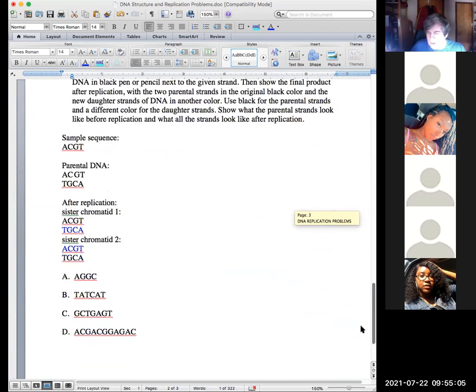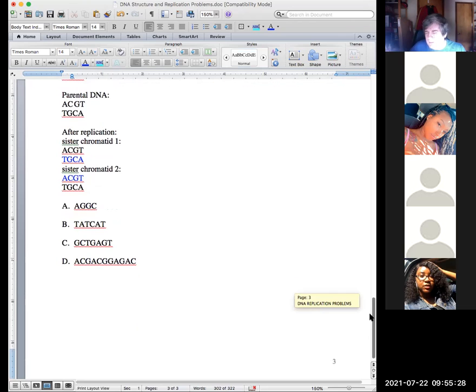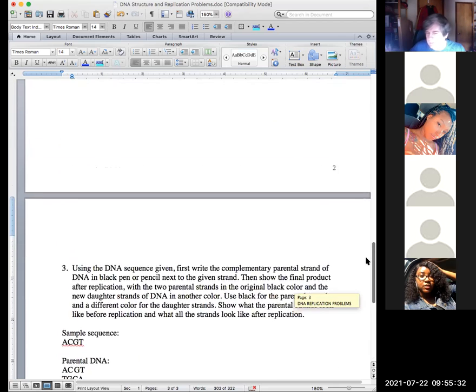And then finally, the third type of problem is something similar to what we showed earlier. If we know one strand of the parental DNA, we can figure out the other strand, and then we can figure out what the two sister chromatids look like after replication. So these problems are your homework for next Tuesday.